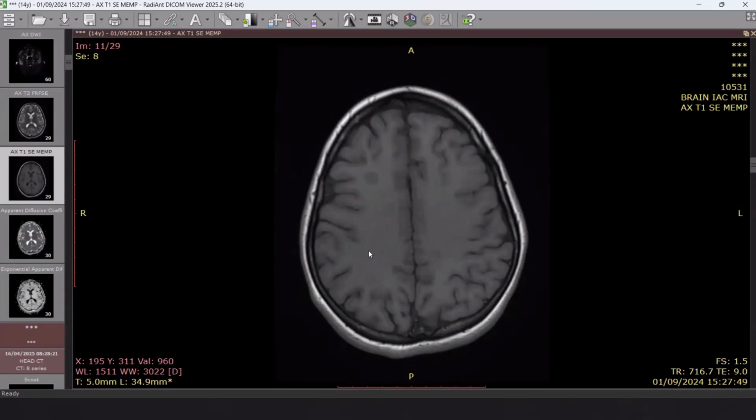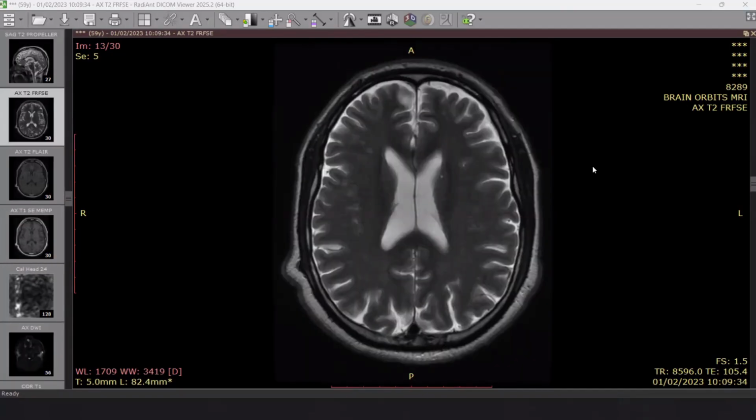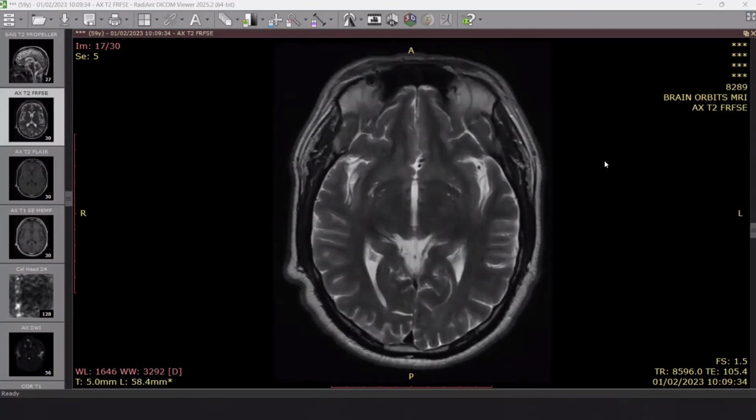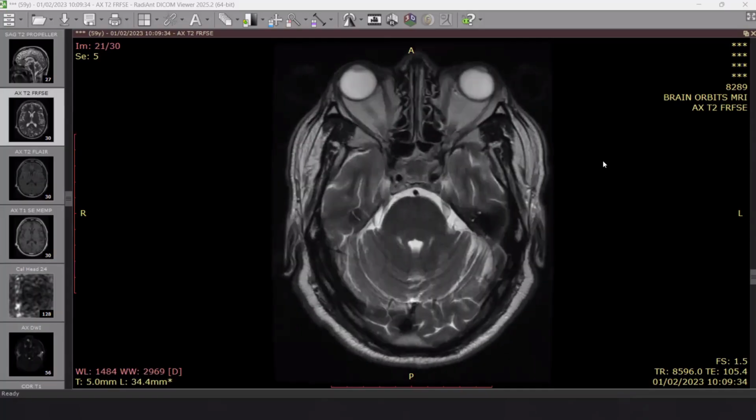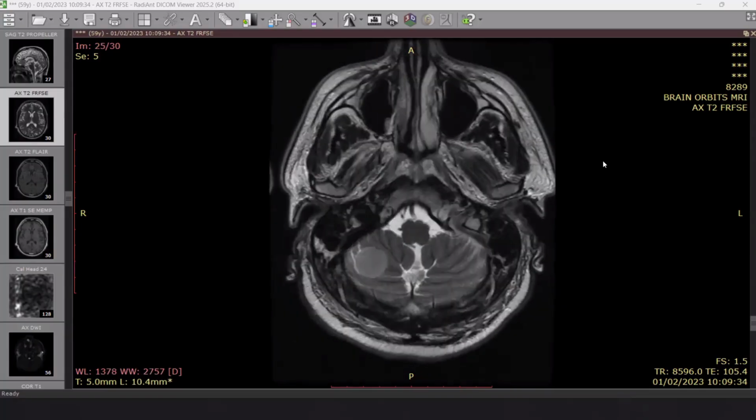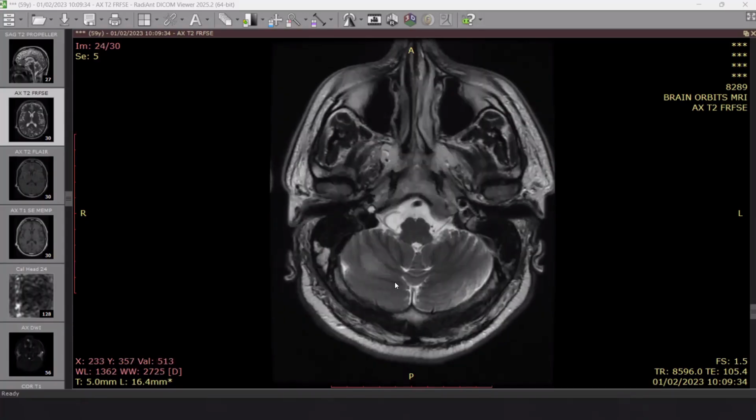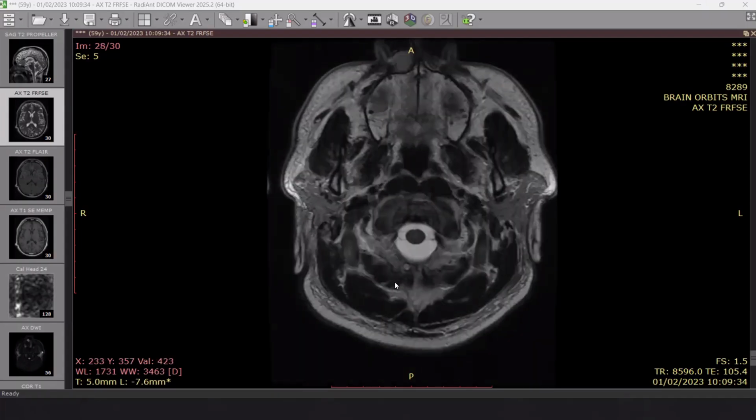Yes. Thank you so much. I am provided with the multi-sequence MRI of the brain, and these are T2 weighted images, axial section, in which the first striking abnormality at first glance is a well-defined iso to hyperintense lesion noted in the right cerebellar hemisphere.